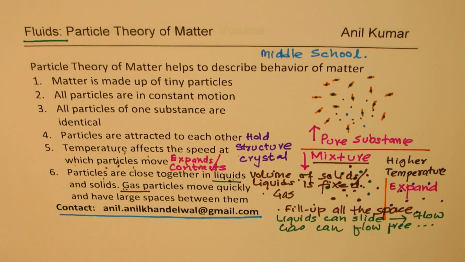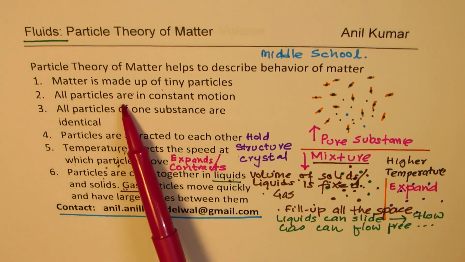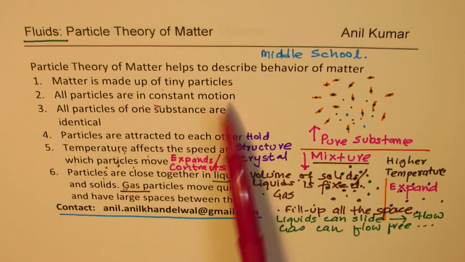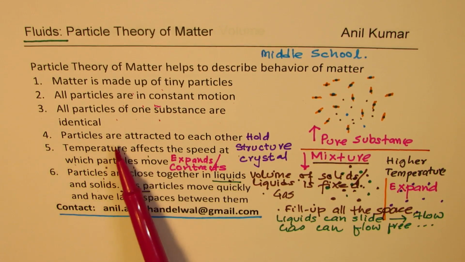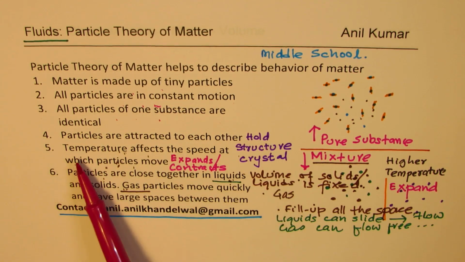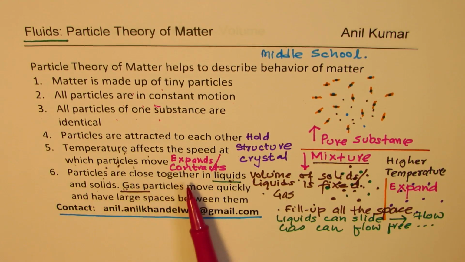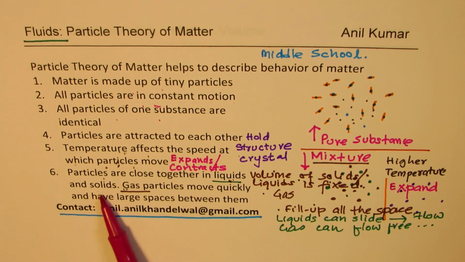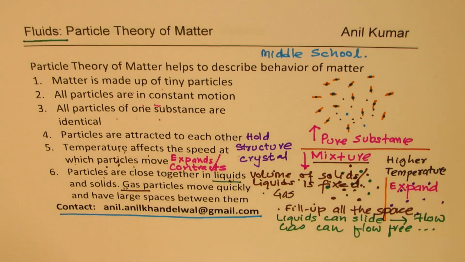So that is a slide from the particle theory. So these are the 6 points. Matter is made up of tiny particles. All particles are in constant motion. All particles of one substance are identical. Particles are attracted to each other. Temperature affects the speed at which particles move. Particles are close together in liquids and solids. Gas particles move quickly and have large space between them. Perfect. So we'll discuss all this in our video.